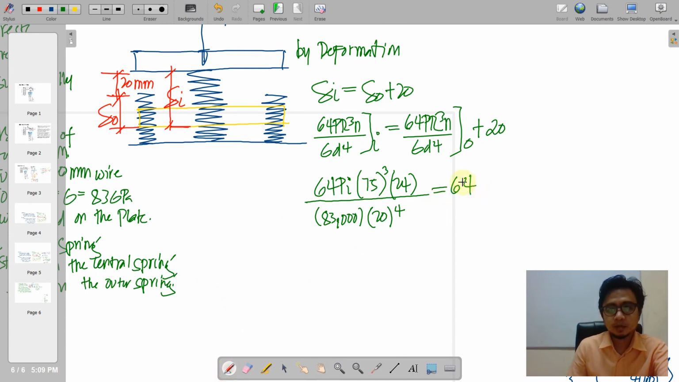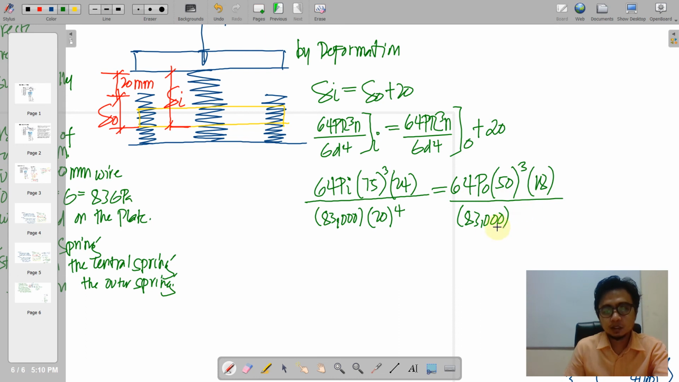We have the constant, the outer spring force, PO. The mean radius is half of 100, that is 50, and that is cubed, times the number of turns for the outer spring, 18. Of course, we divide this by the same material modulus, this 83,000. So the diameter is smaller, 10, and then that is raised to 4. We just add 20 there.